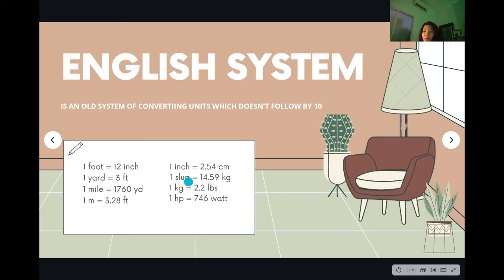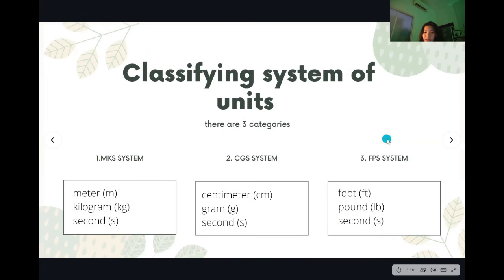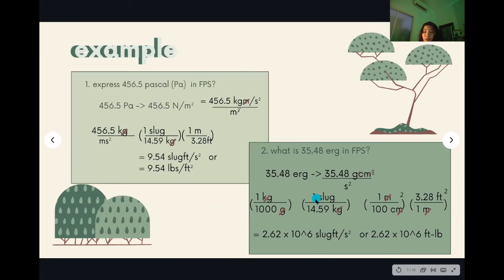Which one slug equals 14.59 kg. So 1 slug over 14.59 kg. Cancel out the kg. And now we need to cancel out the centimeter squared. So 1 meter over 100 centimeter. This is squared, so we need another square to cancel out the cm. So cancel out cm, squared, no more squared, and this is left with 1 meter squared.